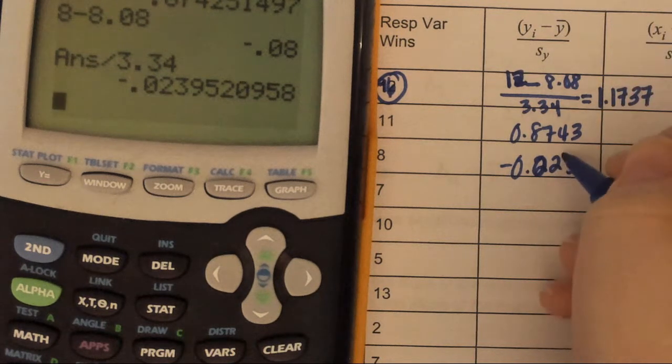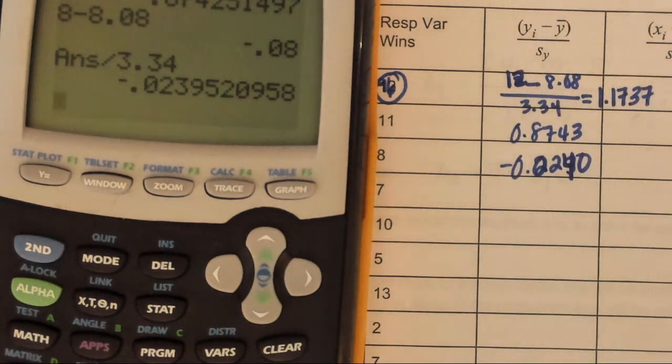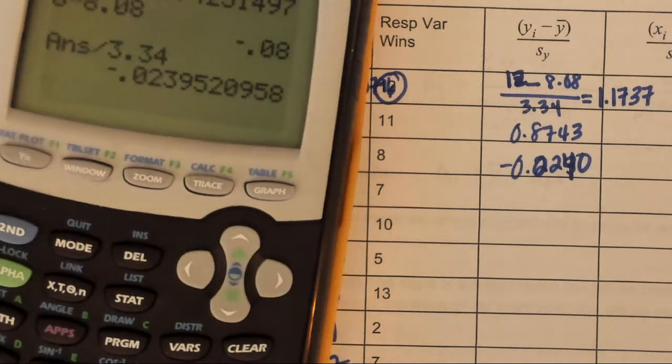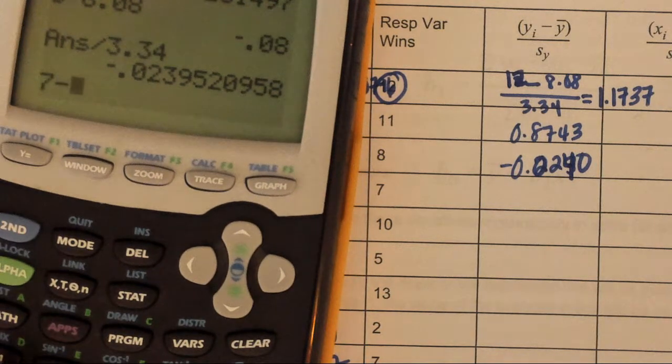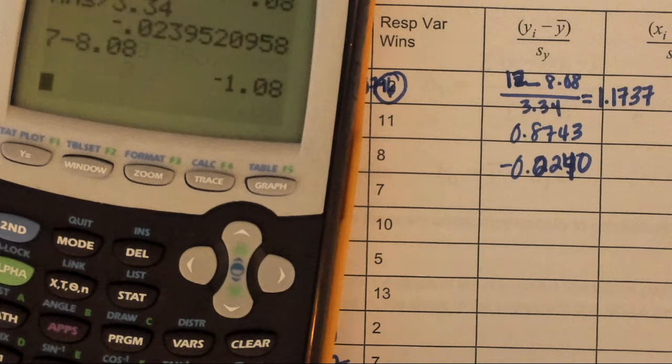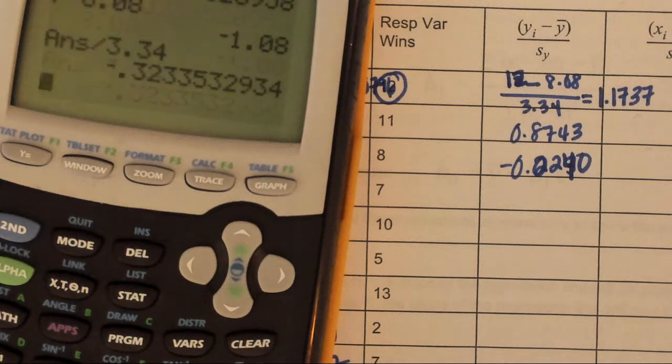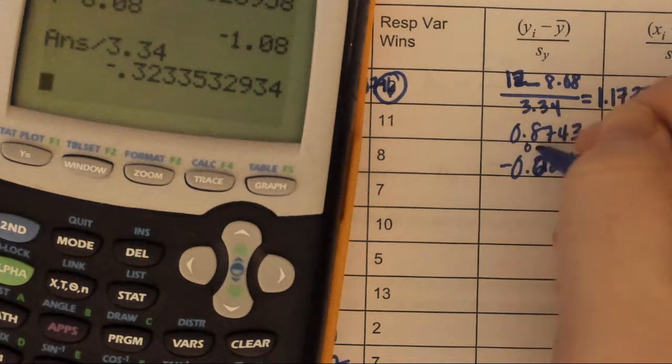But should I round it to 40 because it was 39? 7 minus 8.08 divided by 3.34. Wait, what's that number right there? 2240. Okay. Oh gosh.